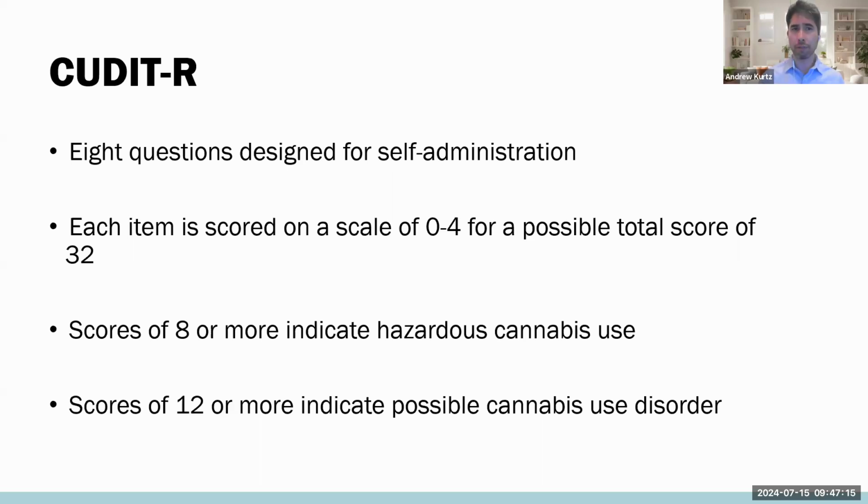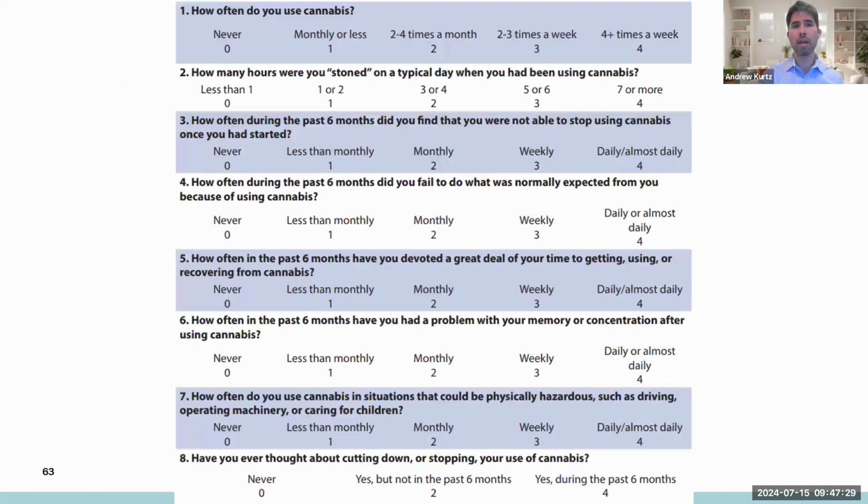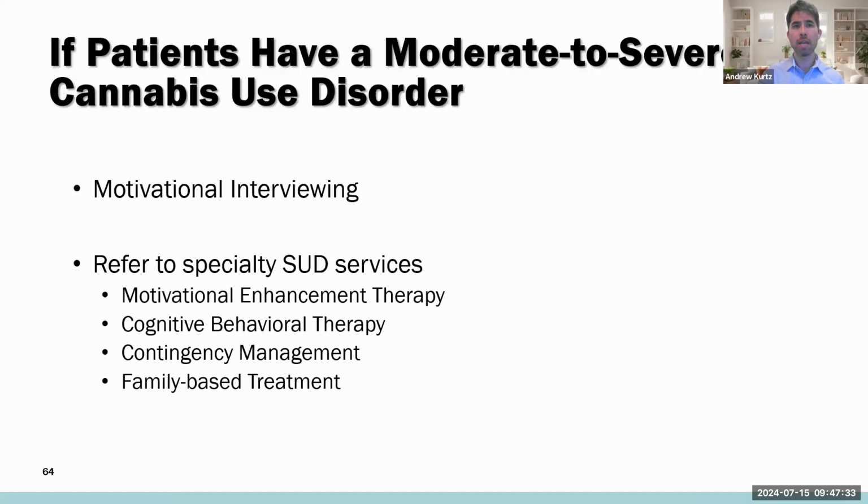It's 8 questions designed for self-administration. Each item is scored on a 0 to 4 scale with a total score of 32. A score of 8 or more indicates hazardous cannabis use. A score of 12 or more indicates possible cannabis use disorder. There's 8 questions, easy to administer, quick to administer. And then the recommendation is, should you encounter this, refer to specialty substance use services if the individual is in that moderate to severe use range.